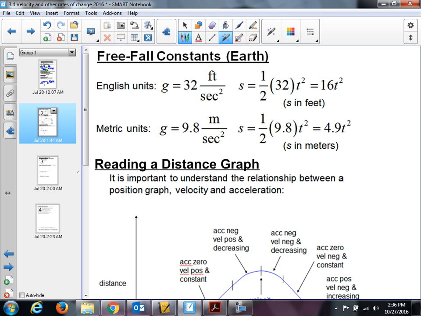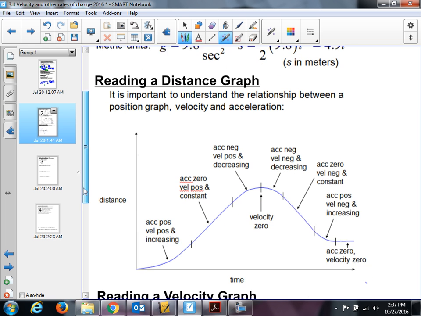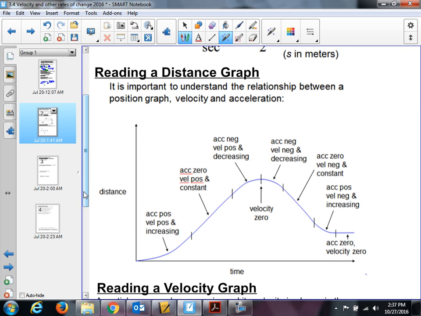So let's try something here, and we'll see. Reading a distance graph. Now, it's a distance time graph. Those of you in physics, when you take the slope on a distance time graph, what do you got? Velocity. Distance, yeah, we could say speed. It depends if the direction is given. Velocity or speed, depending. That's what the slope is.